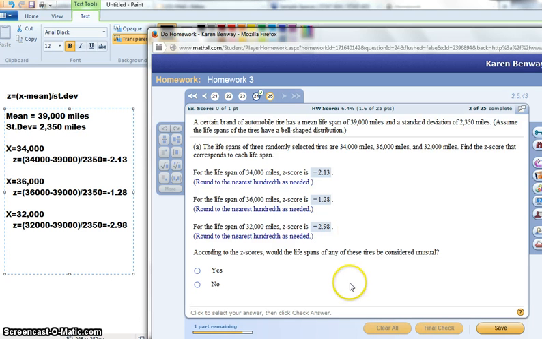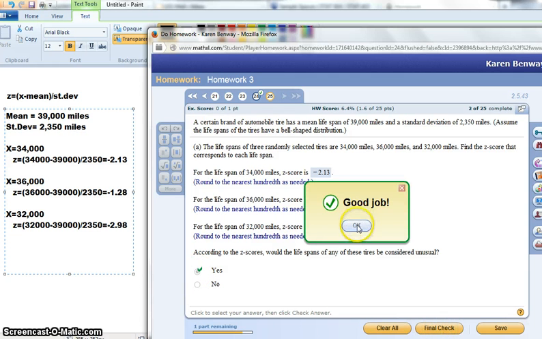Okay. According to the z-scores, would the lifespans of any of these tires be considered unusual? Now remember, unusual values are those that are more than 2 standard deviations away from the mean. So since this x, 34,000 miles, has a z-score of minus 2.13, that means it's more than 2 standard deviations away from the mean. And for 32,000, we're also more than 2 standard deviations away from the mean. We're 2.98 standard deviations below the mean. So those are both unusual values. Yes. Good job.